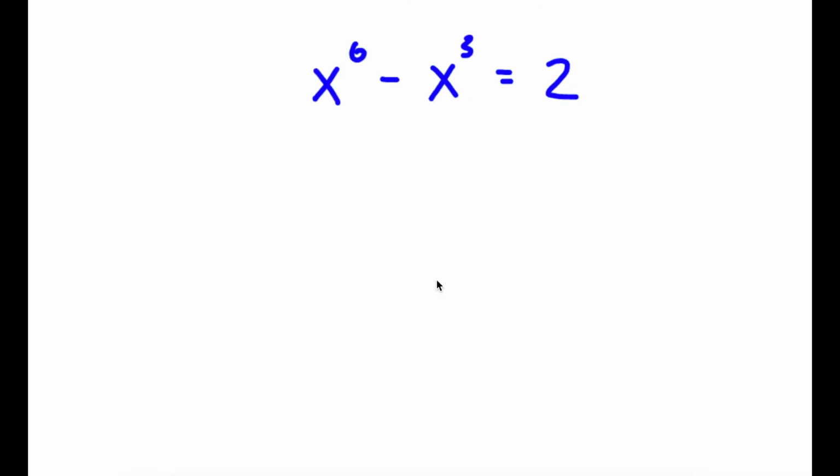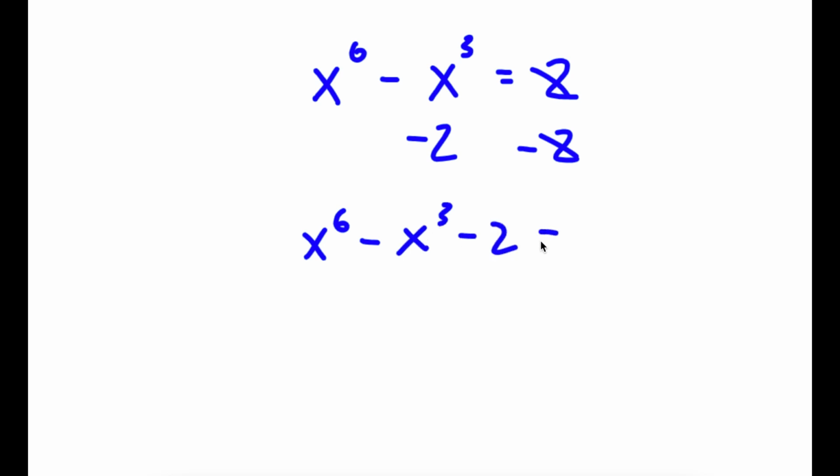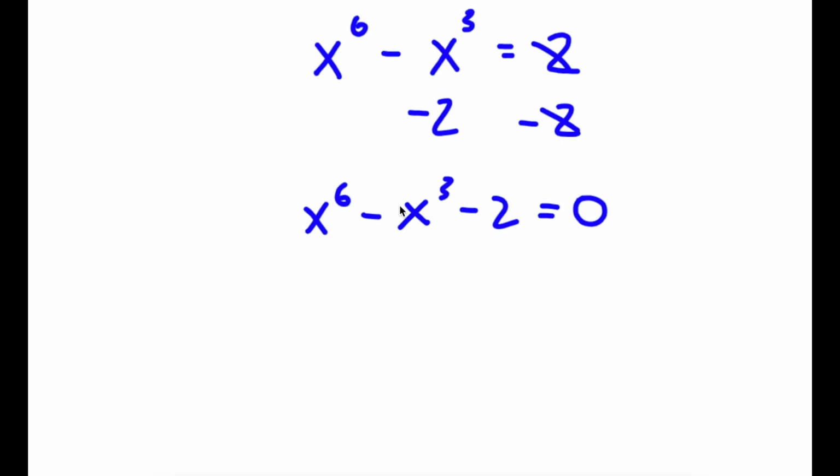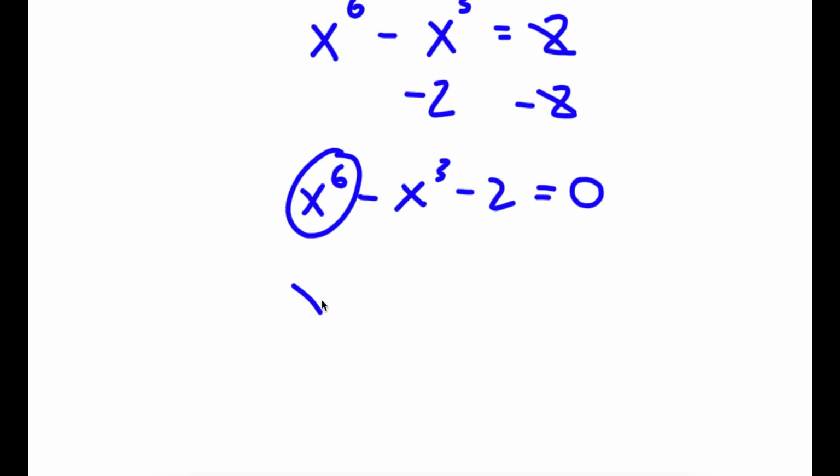Alright, so in this problem, I have x to the power of 6 minus x to the power of 3 is equal to 2. So to solve this, I'm going to first start by subtracting 2 on both sides. So now I have x to the power of 6 minus x to the power of 3 minus 2 is equal to 0. Now, I'm going to rewrite x to the power of 6 here as x to the power of 3 times 2.